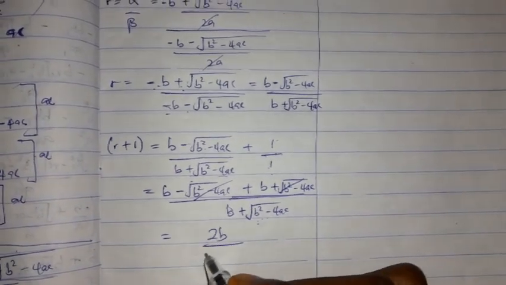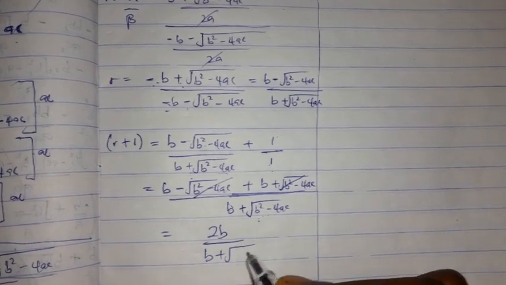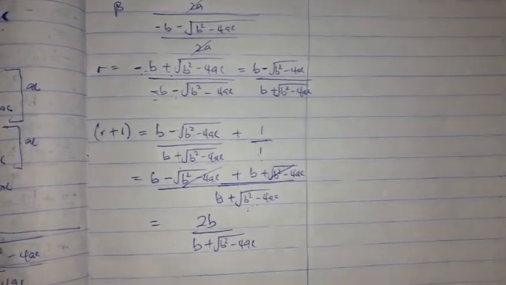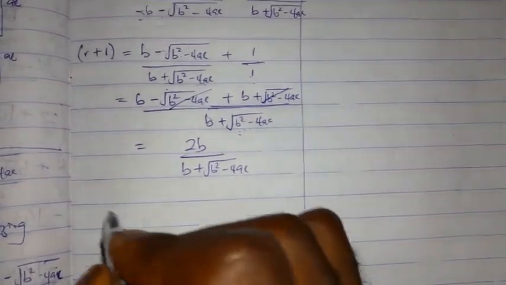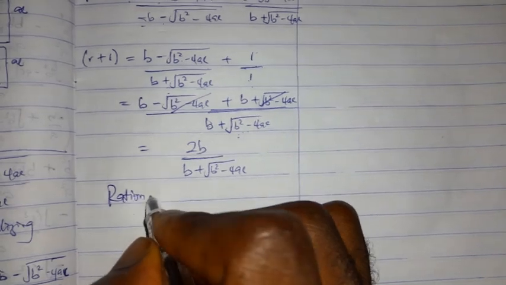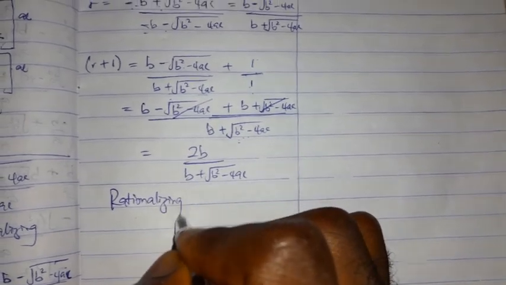2b all over b plus what? The square root of what? b squared minus what? 4ac. And from here, what do I now do? I have to rationalize. So rationalizing, we have what?